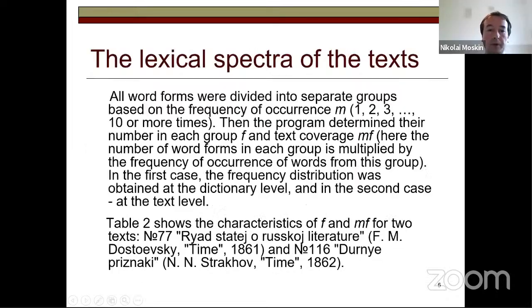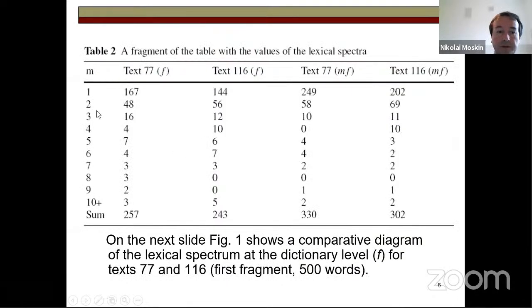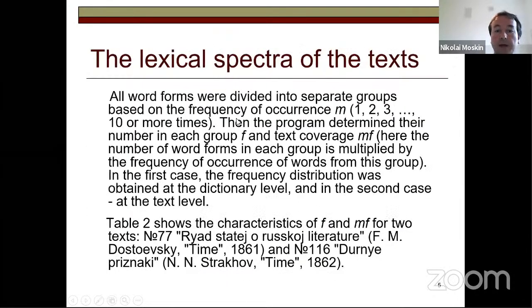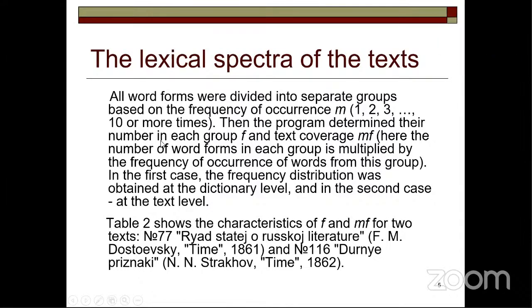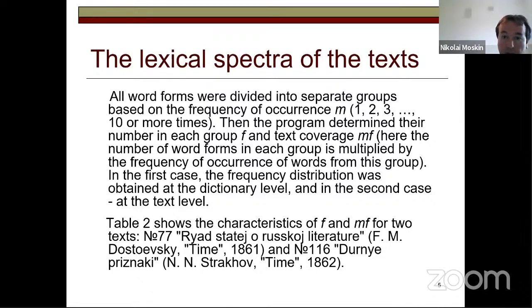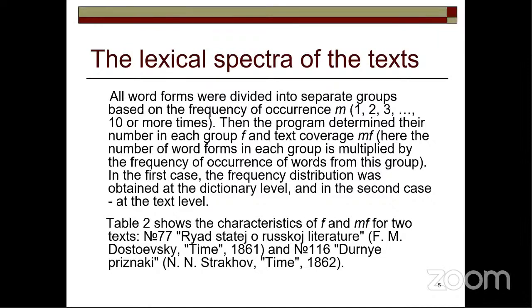Yes, you can see the definition of this spectrum. All the word forms were divided into separate groups based on the frequency of occurrence M: 1, 2, 3, 4, 5. Then the program determines the frequency of the word, how the word is present in the text. For example, we have term 1 and term 2: term 1 occurs 2 times, term 2 occurs 1 time.